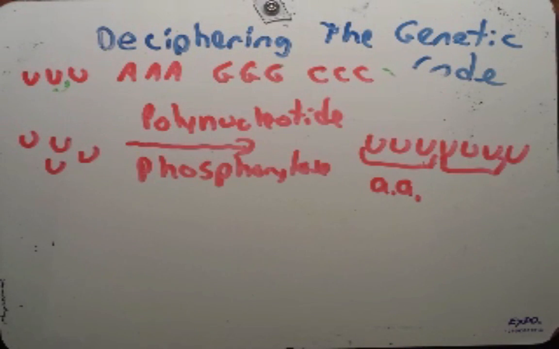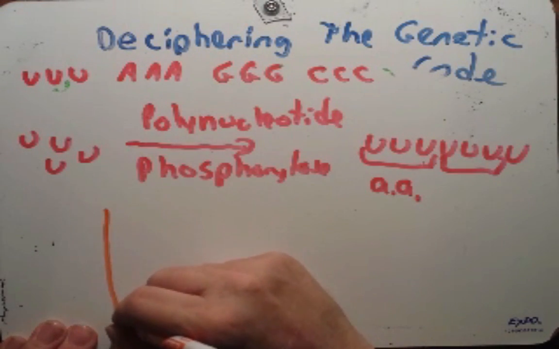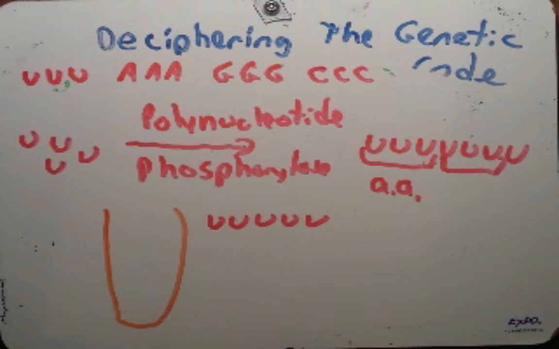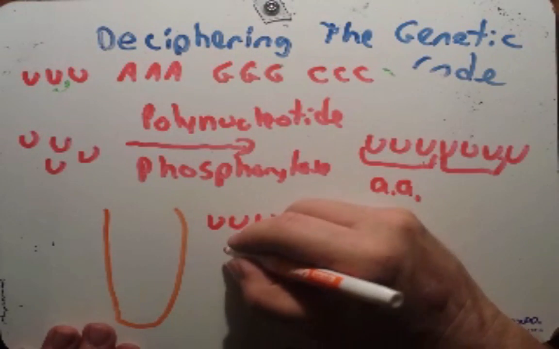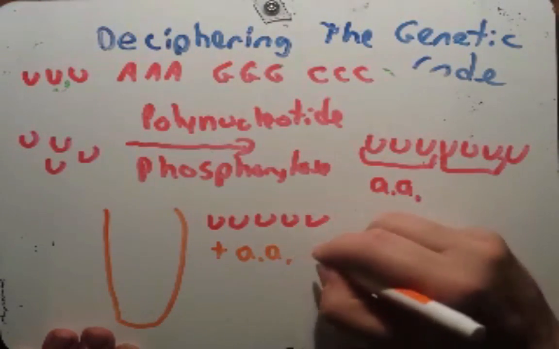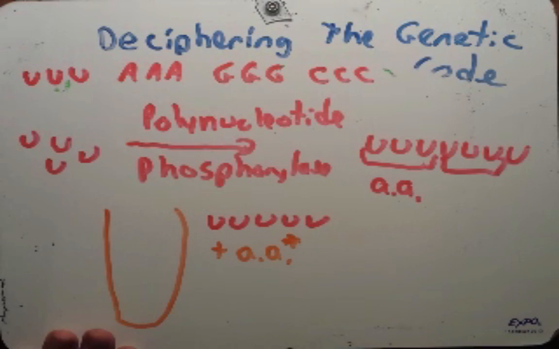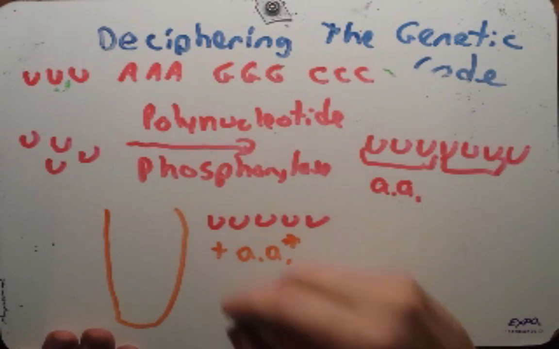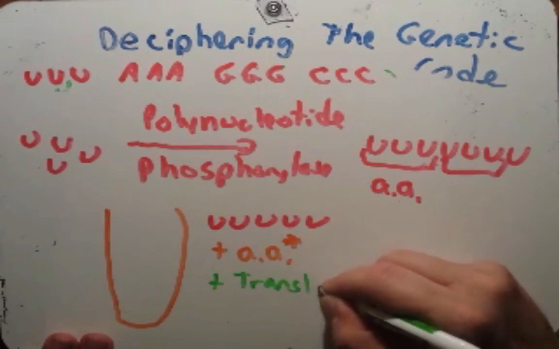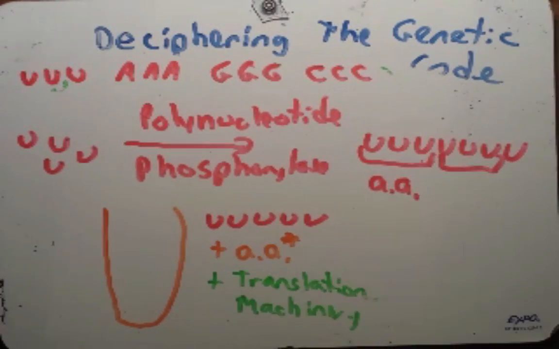The way they used this was they took a tube, and inside this tube they placed this string of U's, like so. They then placed a radioactive amino acid. I'll put AA for amino acid, with a little asterisk above it to say it was radioactive. And then they also included what we'll just call translation machinery, all the tRNAs and all that good stuff. And they did this 20 times, with a different amino acid used as the radioactive one.